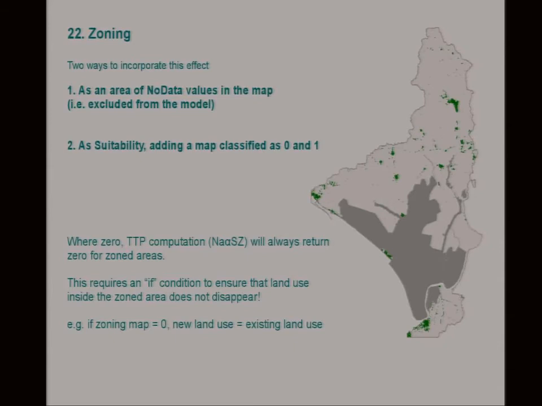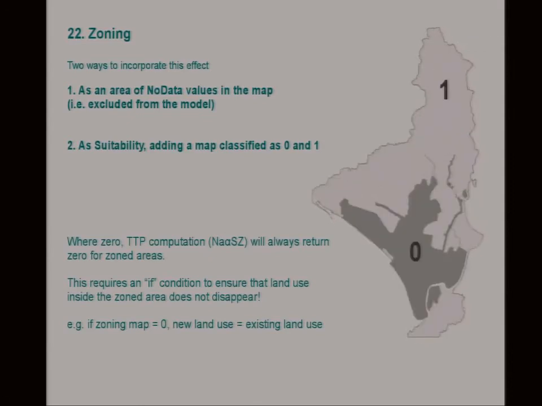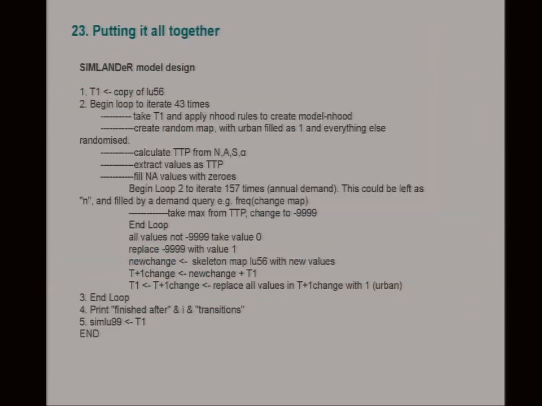And zoning, well, you've got two ways to incorporate it. I chose the simplest, fastest way out, which is just to exclude the no data areas from the model. Or you could add it in the same way that you did suitability, as another map with values from 0 to 1. But we've got to remember that if we're returning zeros, we're putting zeros into a multiplying equation, so our result will be 0. So again, we don't want the land use in that to disappear, we want it to stay the same. So we've got to have a little if condition in there. Haven't got around to that because, as I say, I took the easy way out.